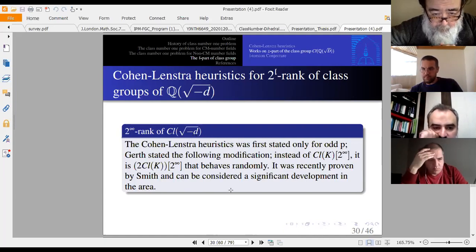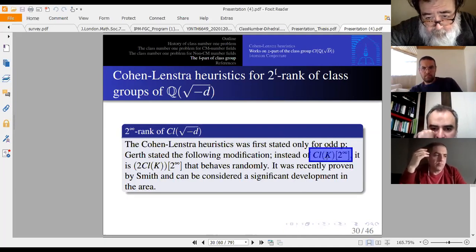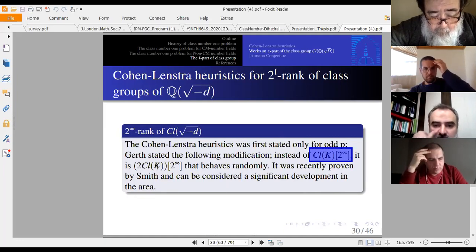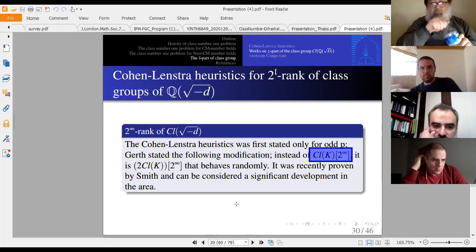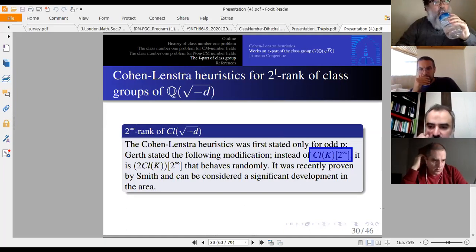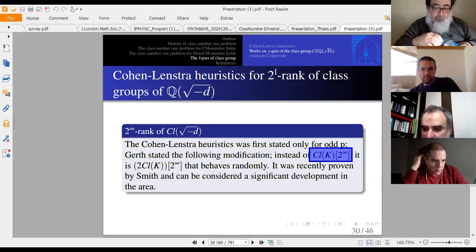And what Alex Smith has recently shown is that if you kill the genus part of the class group, so if you look not at the 2-Sylow subgroup of the class group of K equal to Q of square root of negative D, but instead focus on 2 times the class group of K so that the genus part is killed, then it behaves randomly, according to the general philosophy of Cohen-Lenstra. I guess we are also studying this to see whether in our problem we can prove a similar result. But that's work in progress, and I guess I better stop here.